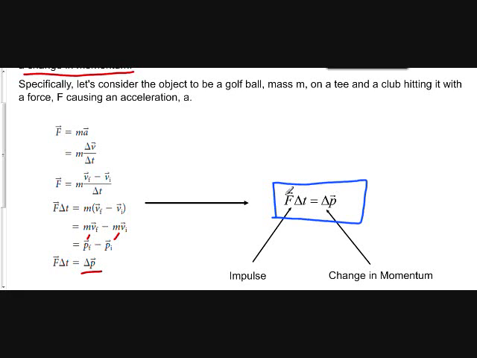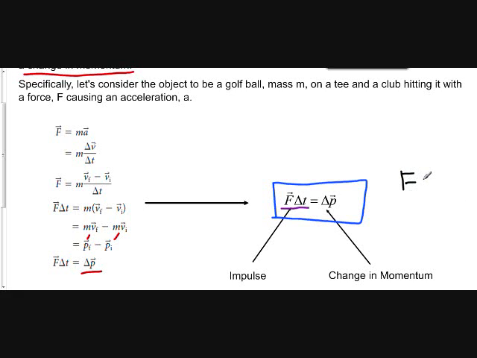So if I apply a force over a time, I have a change in momentum. We're going to call this quantity F delta t by the name impulse. When you apply an impulse on an object, or impart an impulse, you're causing a change in momentum.